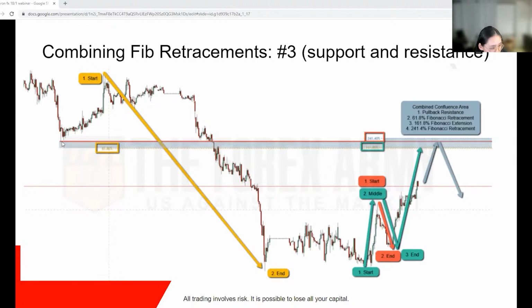The Fibonacci retracement is the yellow line, starting point here and ending point here. This gives us a 61.8% Fibonacci retracement, which lines up with the Fibonacci extension, which is over here. We can see the flash sign again in the green arrows.